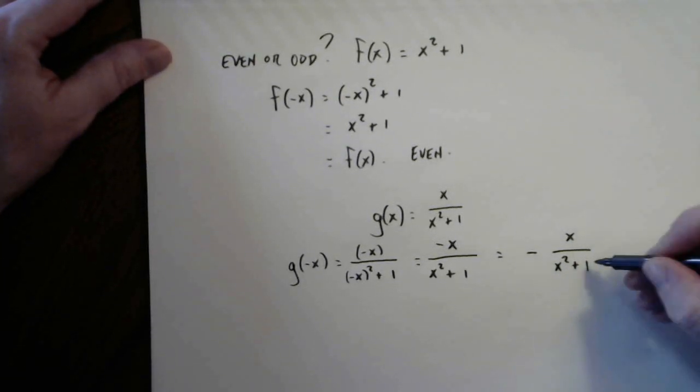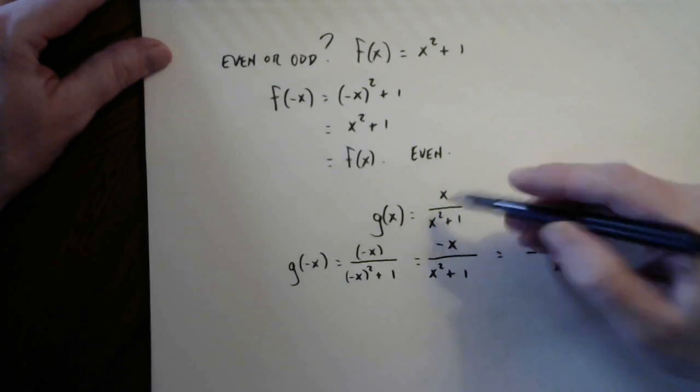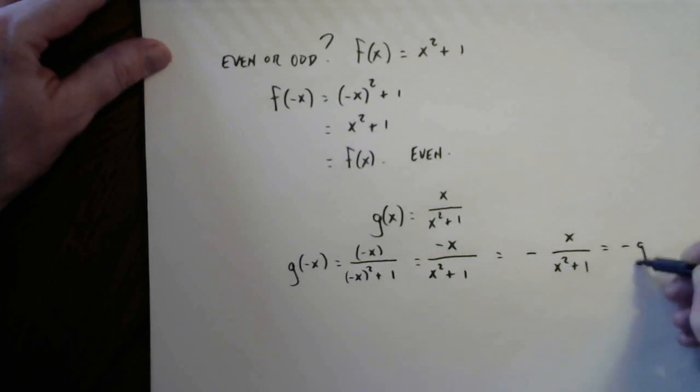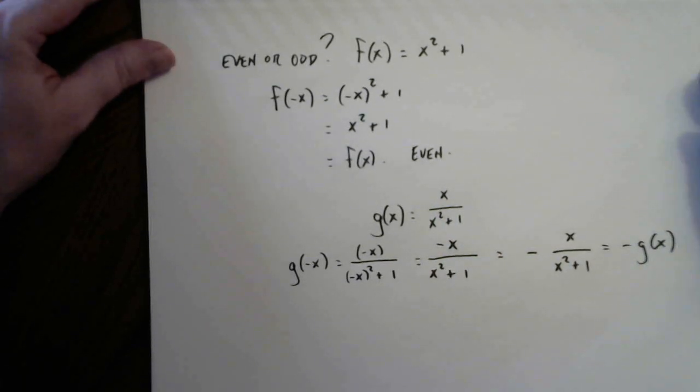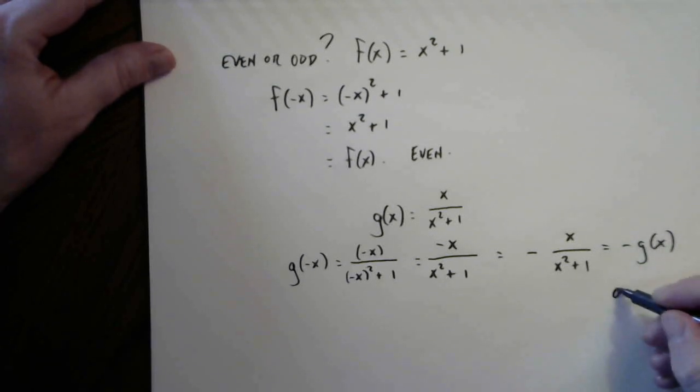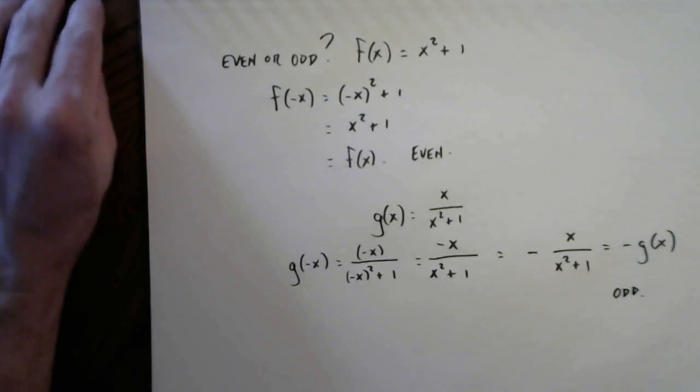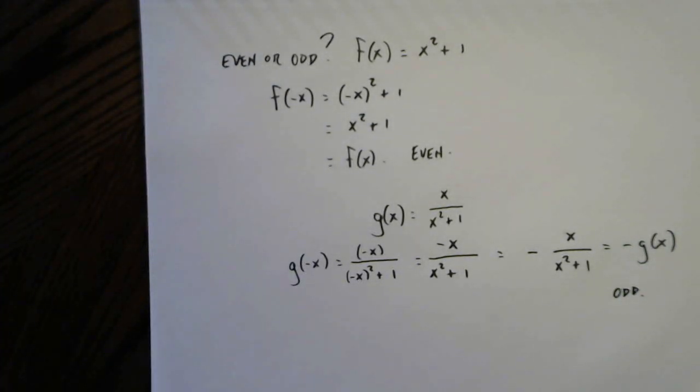So what do I have here? I have the exact negative of the original. So this is negative g of x. This is the condition for odd. Okay, so again, most real, interesting functions are neither.